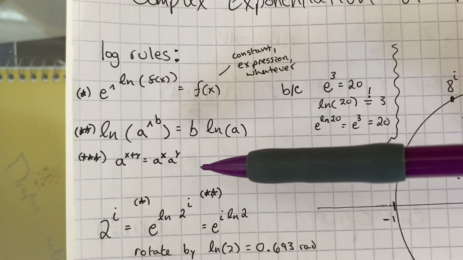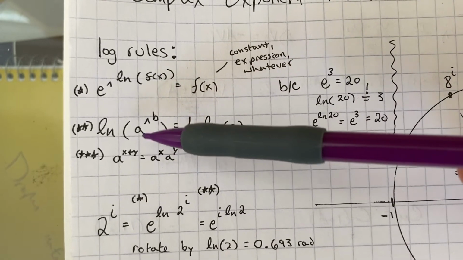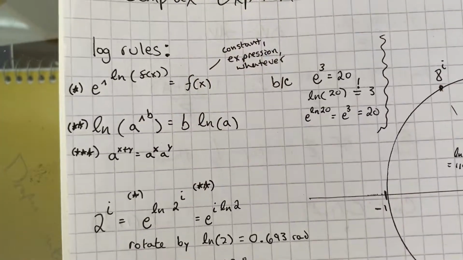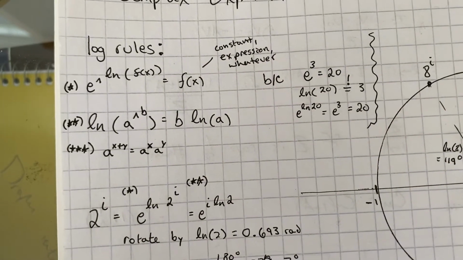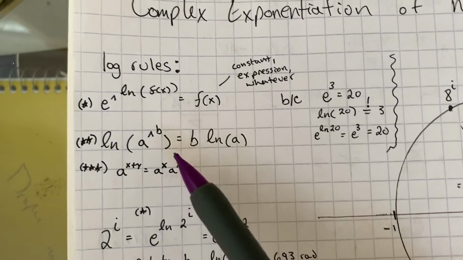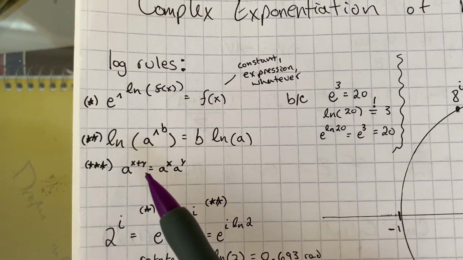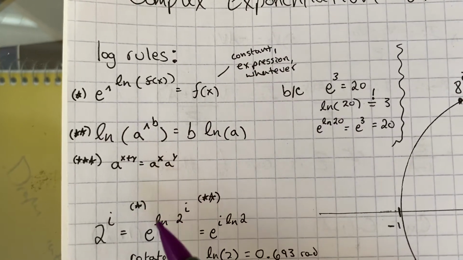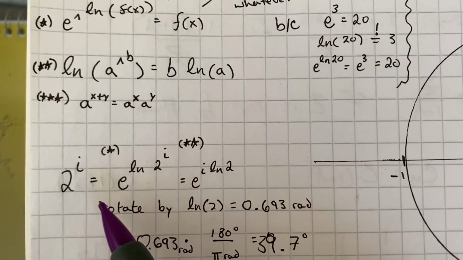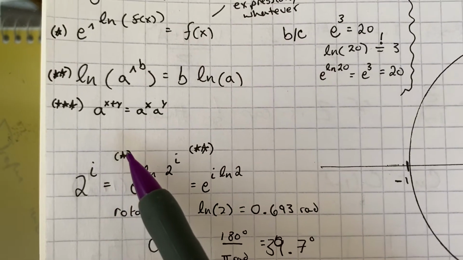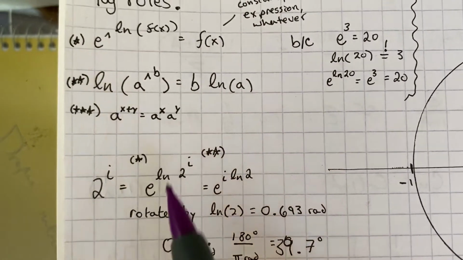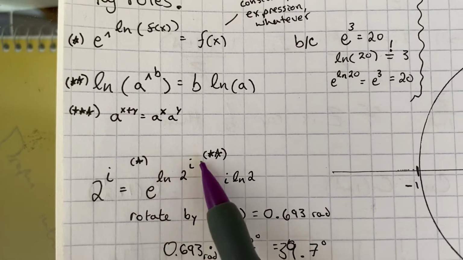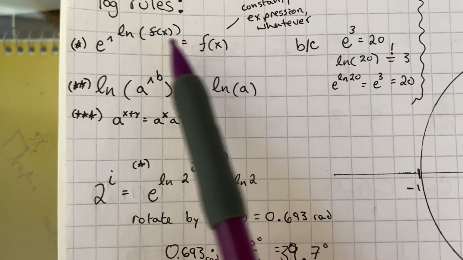The next rule is if we have the natural log of something to a power, we can bring that power out front as a coefficient. And then the third rule, exponentiation just maps addition to multiplication in this way. So here if we take 2 to the i, we can use this first rule, star, as adding some complexity, e to the natural log of 2 to the i. So we know that's the same thing.